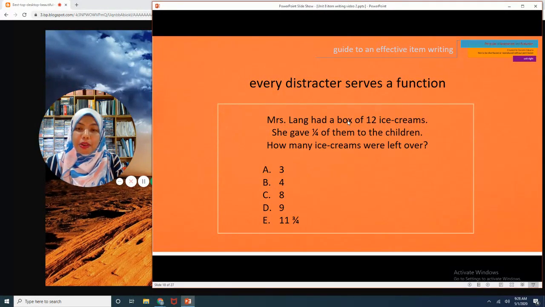Now let's look at this item. Mrs. Lang had a box of 12 ice creams. She gave a quarter of them to the children. So how many ice creams were left over? You know that the correct answer is D, 9. Those who answered 9 have no problem with the item, and they have basically acquired the relevant mathematical skills to get to the right answer.